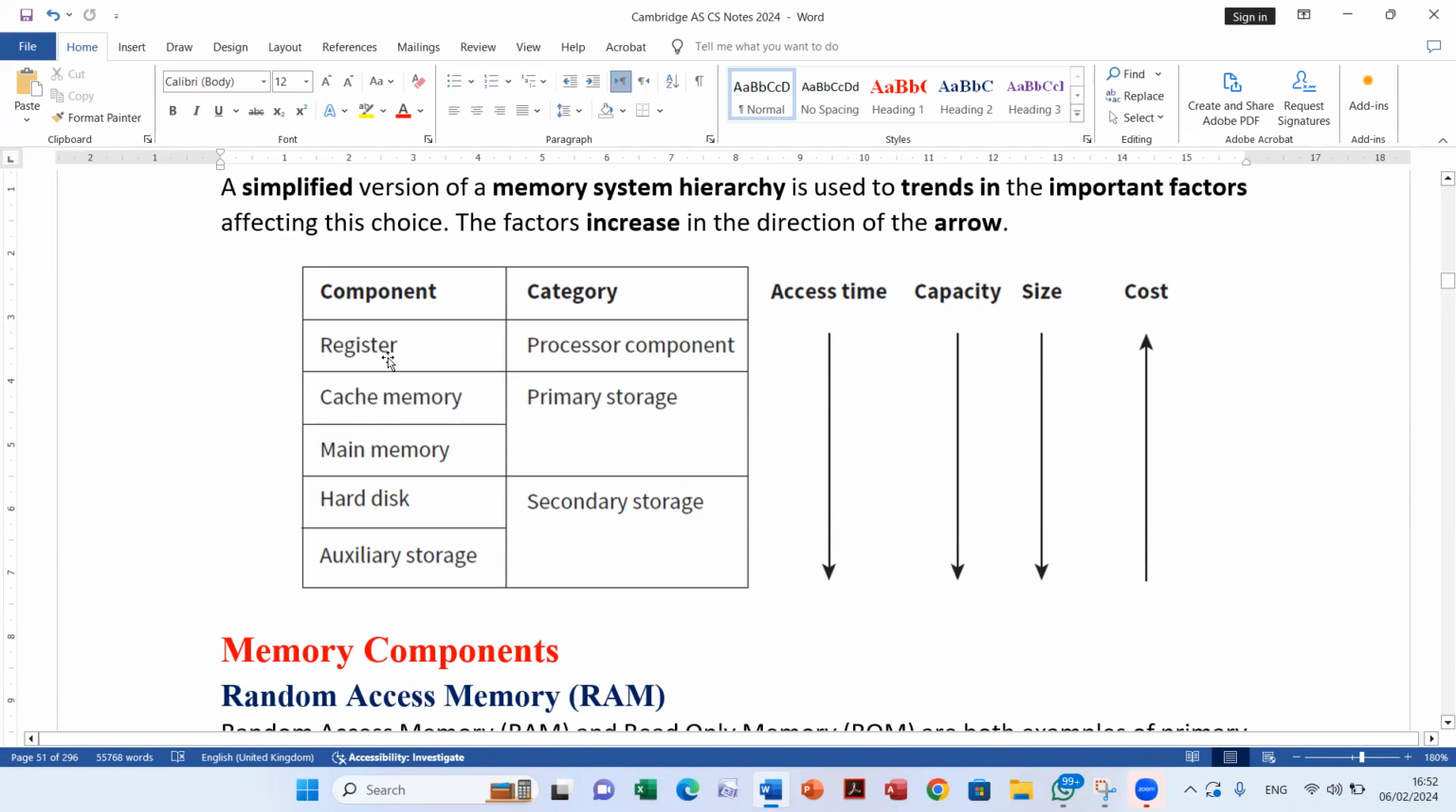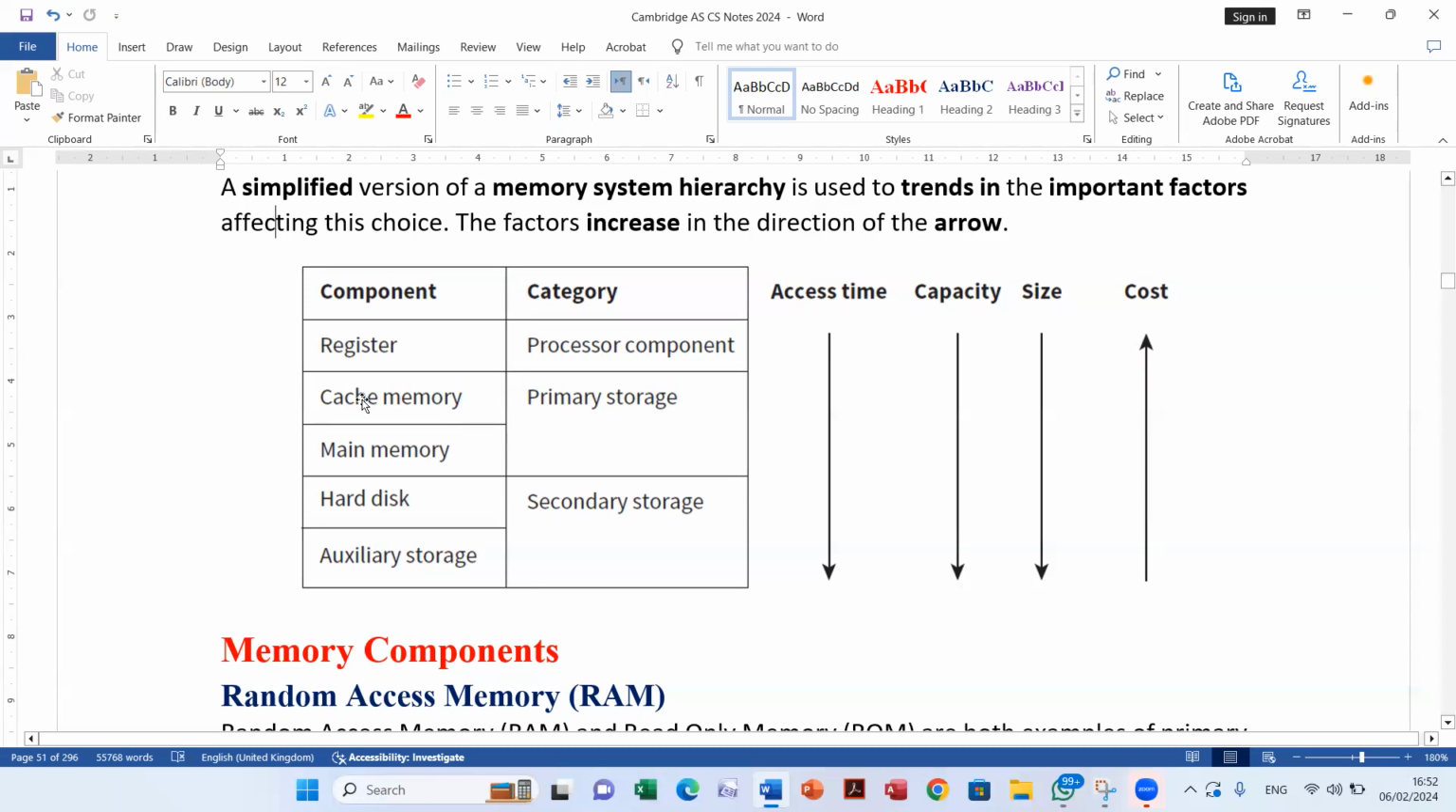What kind of storing devices do we have? We have a register. This is a processor component, a component inside of the processor. And this is very fast. The capacity is very small. The size is very small. And its cost is very high. So access time is very little, which means it takes very little time to access data on the register. The capacity is, you have few registers and the size is very small, but the cost is very high.